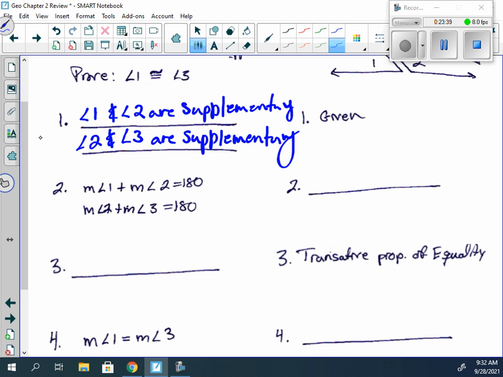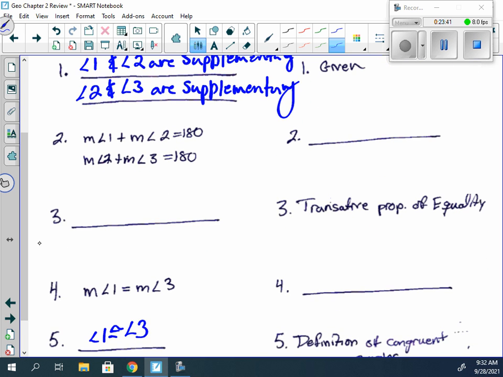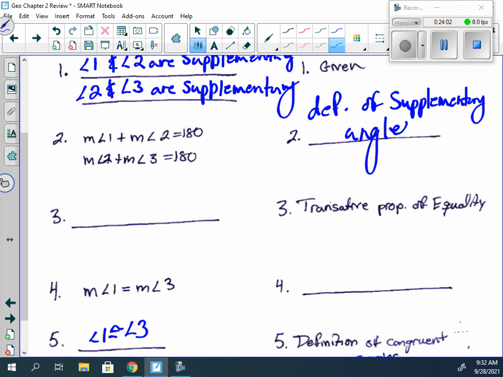The second one was filled in for us. They say that the measure of angle 1 plus the measure of angle 2 is equal to 180. The measure of angle 2 plus the measure of angle 3 is equal to 180. Why do we know that? The definition of supplementary angles.